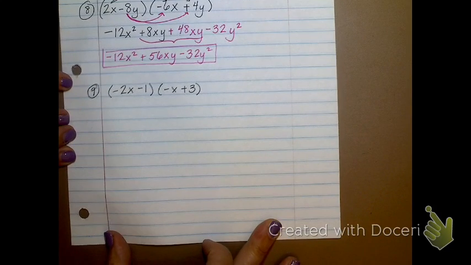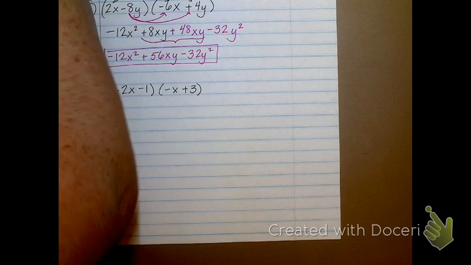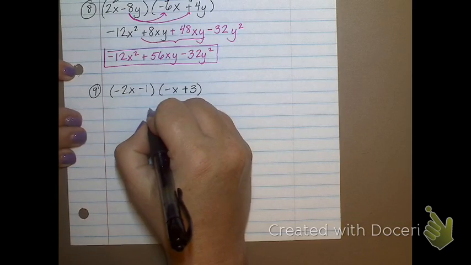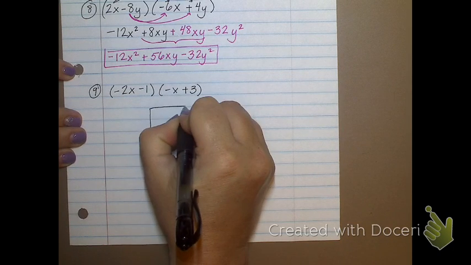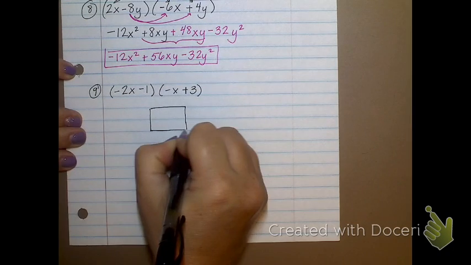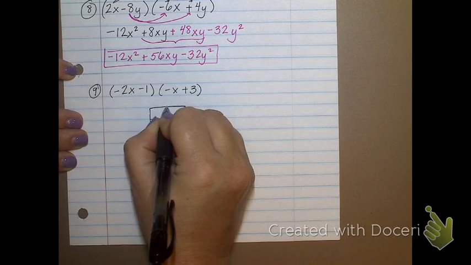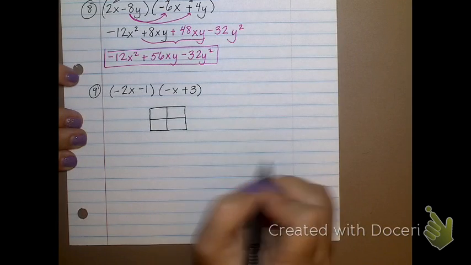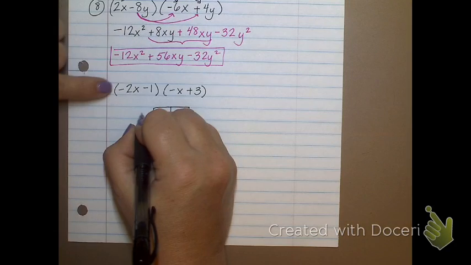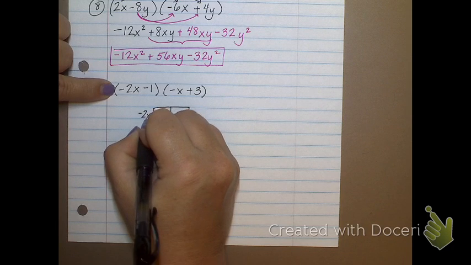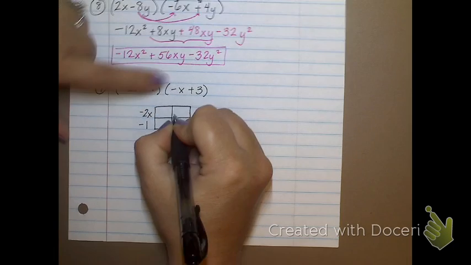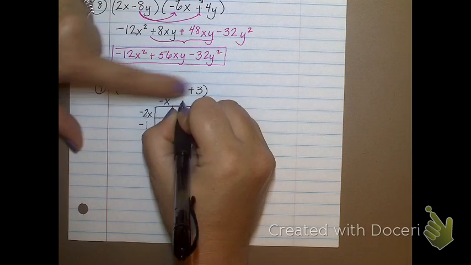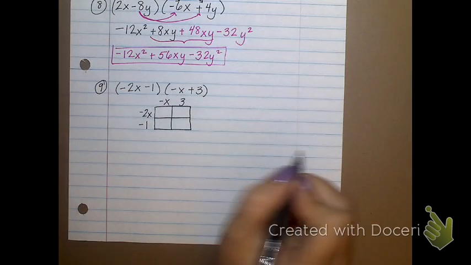All right, box method. Here we go. I need a 2x2 box, right? Again, you don't need to know both methods. Just use the one that makes the most sense to you. So negative 2x and negative 1, and then negative x and positive 3. There's a lot of negatives here, aren't there?